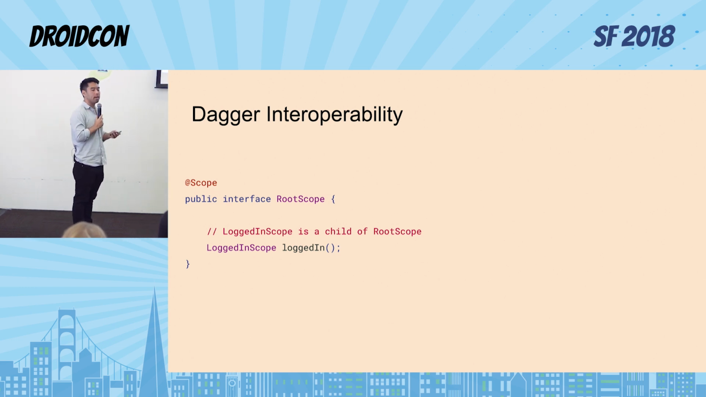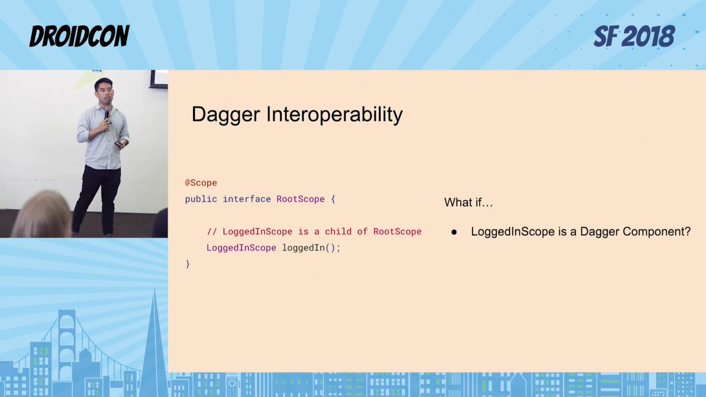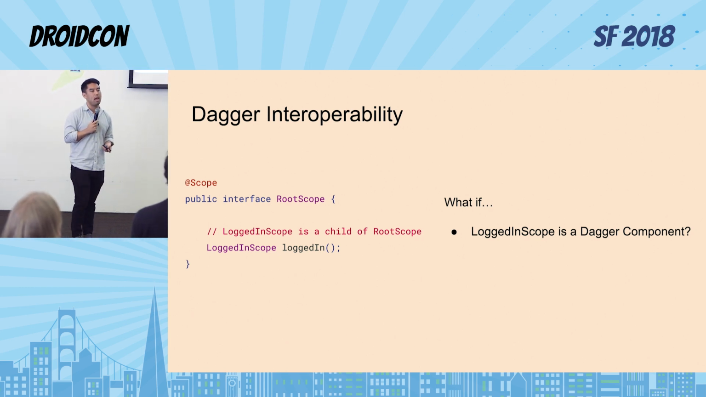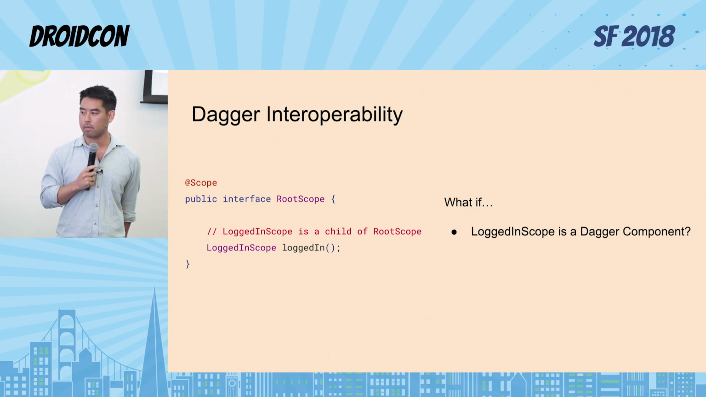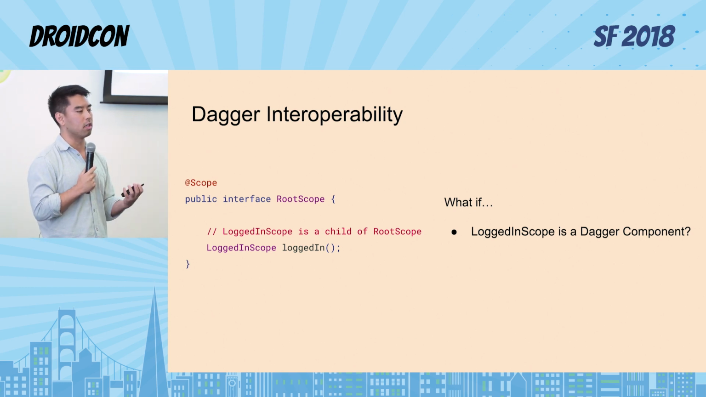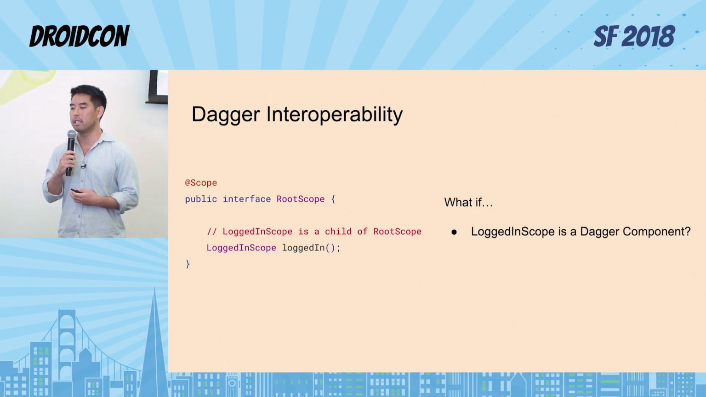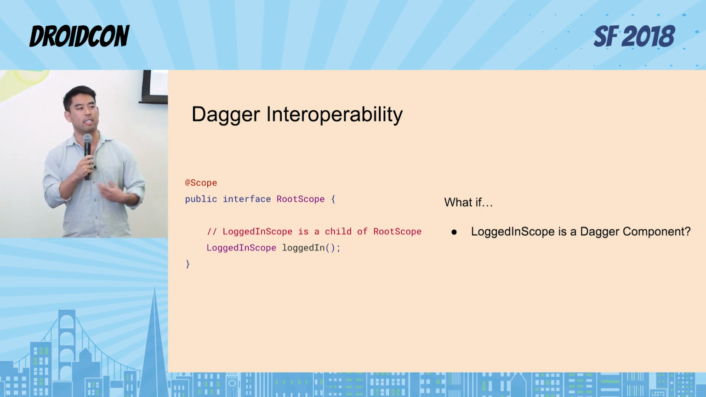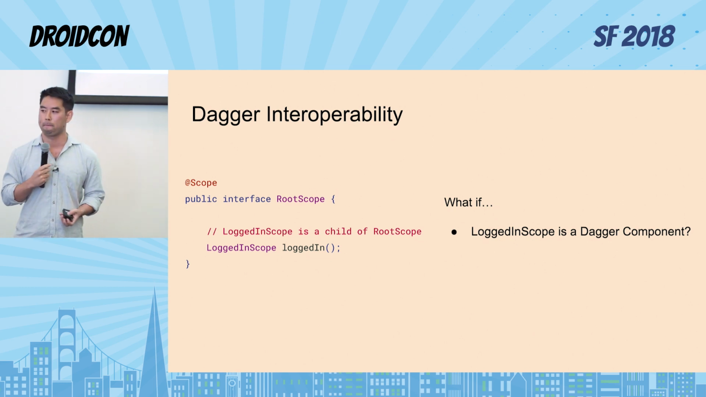So when we talk about Dagger interoperability, we're going to keep in mind two questions. And the first question is, what if logged in scope is a Dagger component? So can we have a Dagger component be a child of a Motif scope? So this scenario would be something like if you had a, by and large, motif-based application, can you attach a Dagger component as a child to that, some feature that's already using Motif?